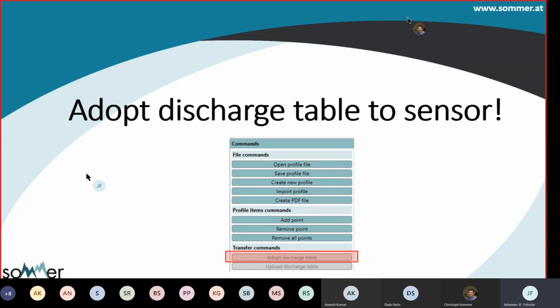Yeah, this is often a case that has been forgotten. So a lot of work was done to record the cross-section profile, and people just forgot to upload the discharge table to the sensor. But this is just an easy part, and just make sure after you have uploaded the discharge table, check your data and see if it is correct, and then you're fine with your complete setup.